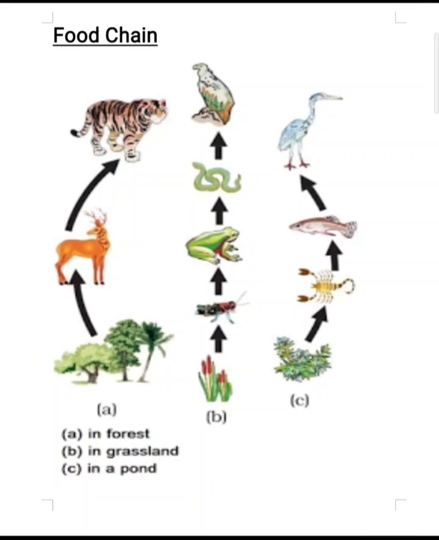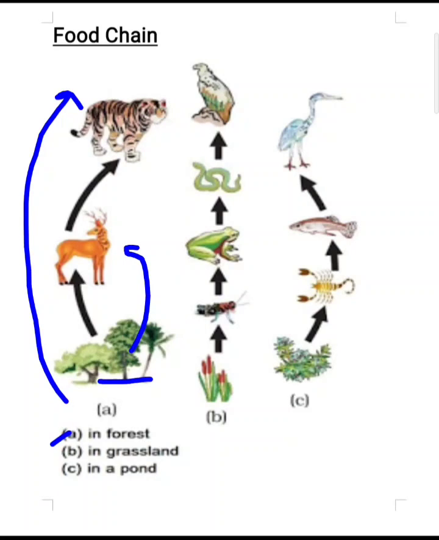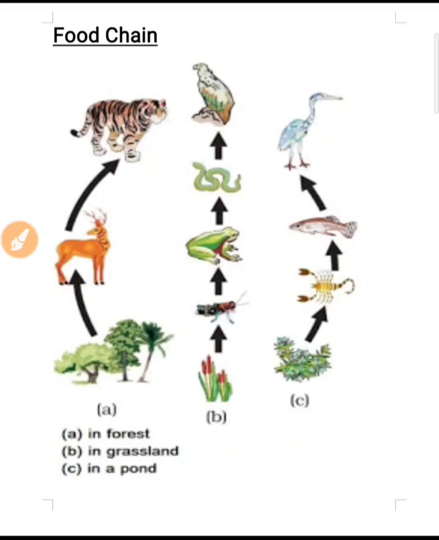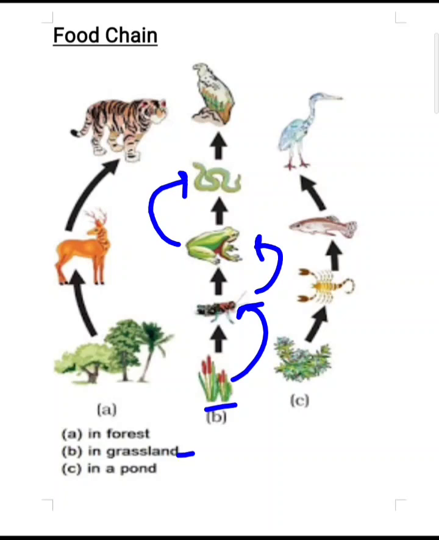You can see in here, for example, in forest, this is the food chain in forest. So what happens in forest? Plants are eaten by deer, and further deer is eaten by lion. So it is the simplest food chain. If we talk about grassland, what happens? Grass is eaten by grasshopper. So grasshopper is a herbivore. Grasshopper is further eaten by frog. Frog is further eaten by snake, and snake is further eaten by vulture or eagle. So it is also a food chain.